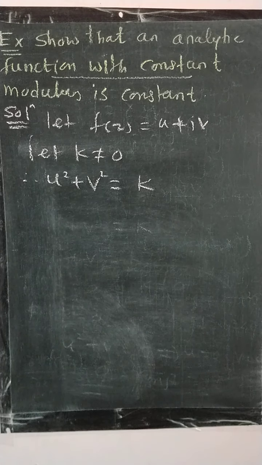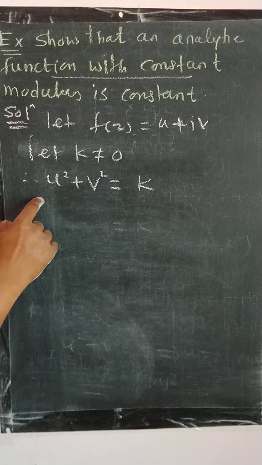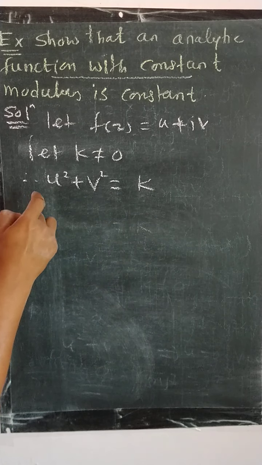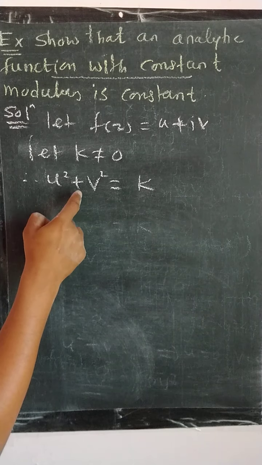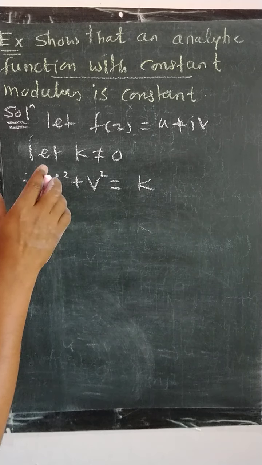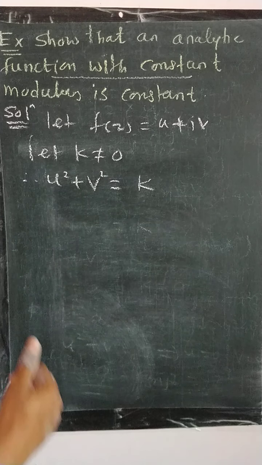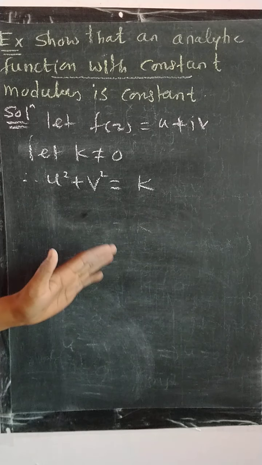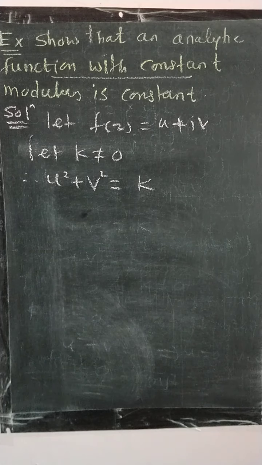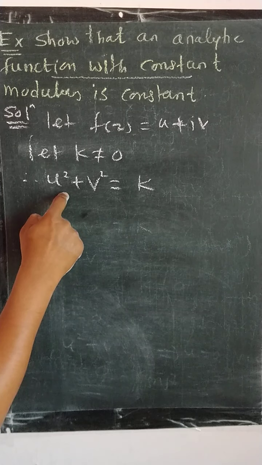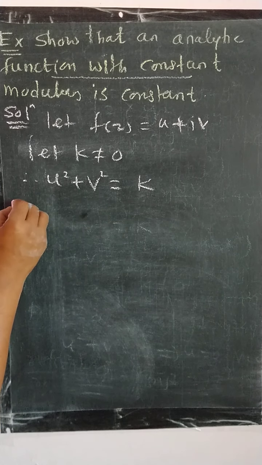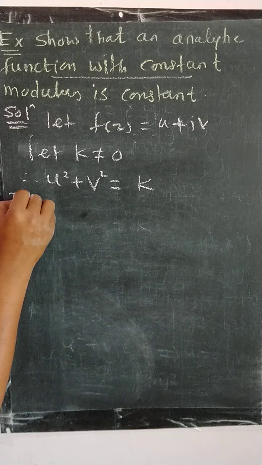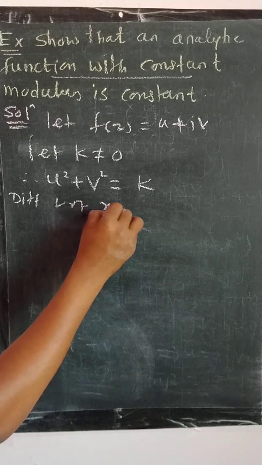So we differentiate this relation with respect to x and y. This is the relation we are having, and with the help of the relation we have to find a function. Such type of problem we have discussed: if the relation in u and v is given, then how to find the function f of z in terms of z. So here we differentiate this relation with respect to x and y.